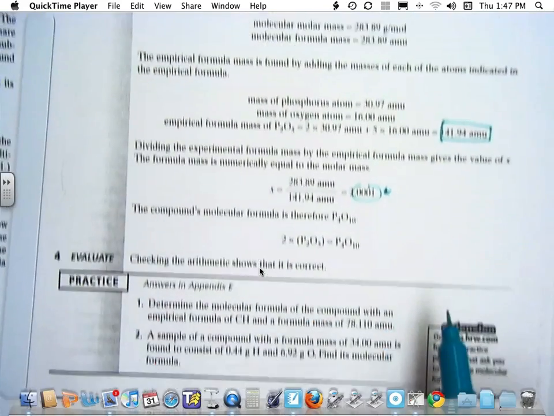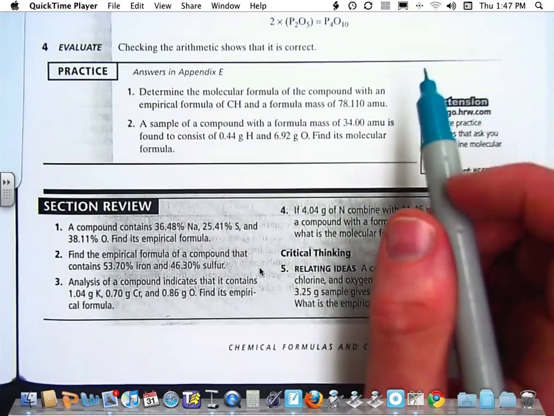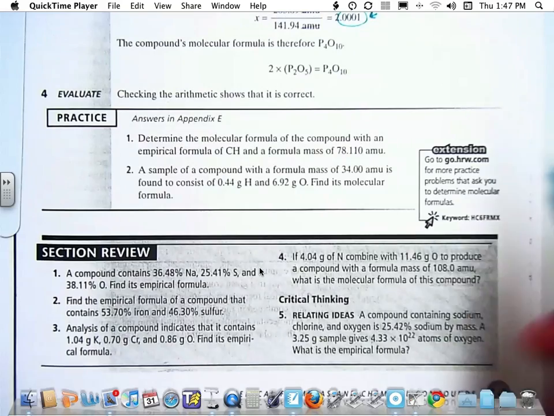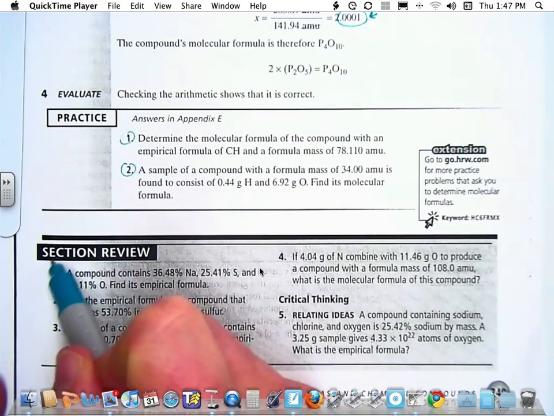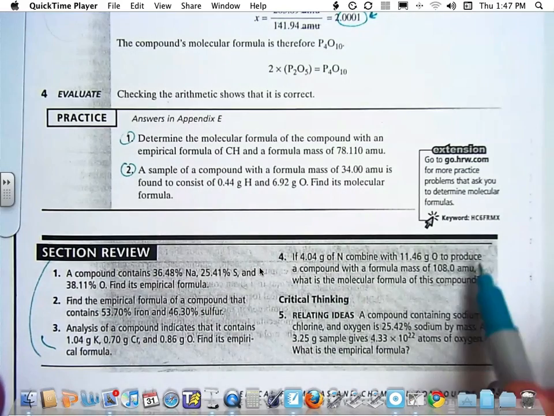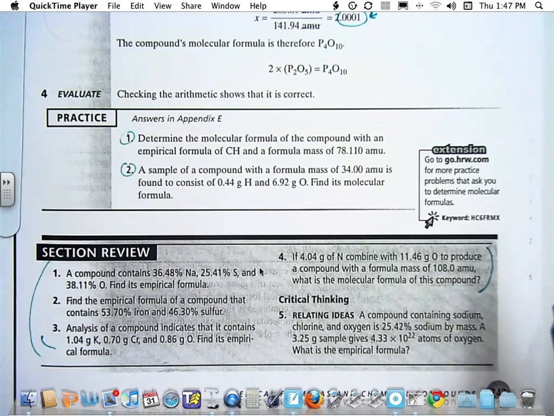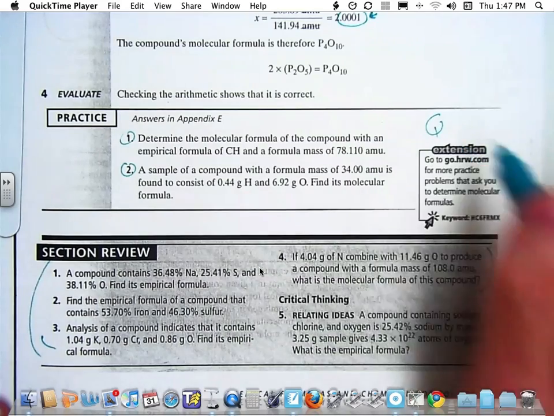All right, class, good job. I know I kind of went quickly through that. I think, though, that if you choose to do the practice problems 1 and 2, and be sure to do section review questions 1 through 4, you'll definitely be ready for our quiz. These look like great quiz questions.